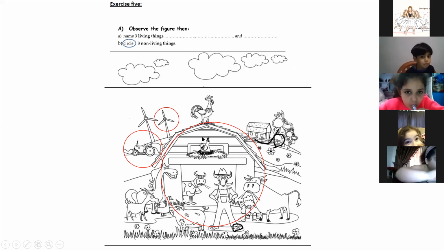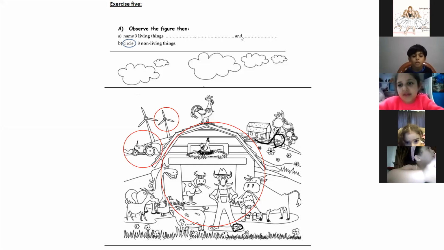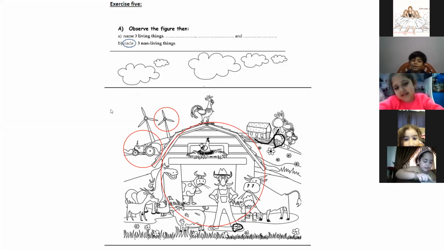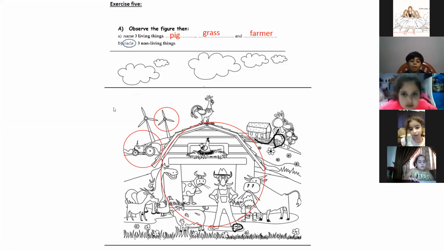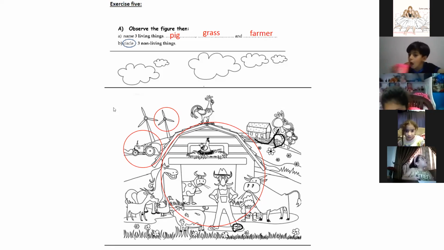Now here, let's name three living things. What can you see here? What are the three living things that we can see here, Yanur? The humans. The farmer or the human. Okay, thank you. I put pig and I wrote grass and farmer. Who's gonna tell me what you wrote? Jude, what did you write for living things? You can write something different from mine, okay? I wrote the animals and the farmer, and the grass. Okay, great.